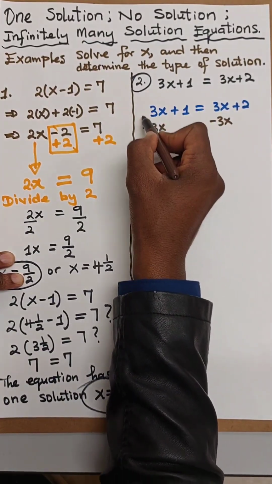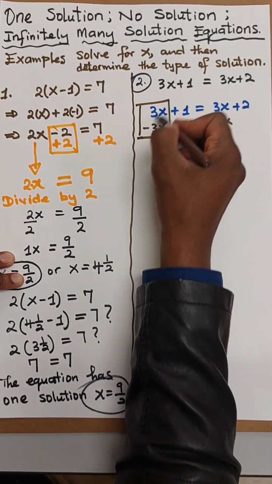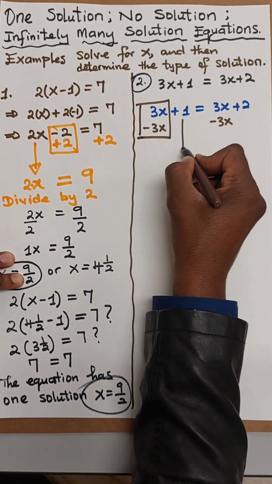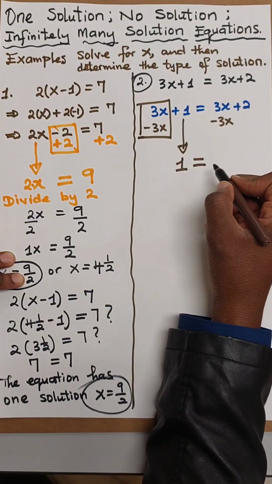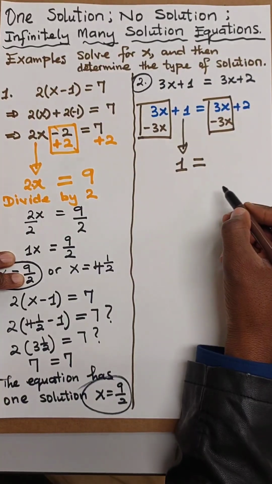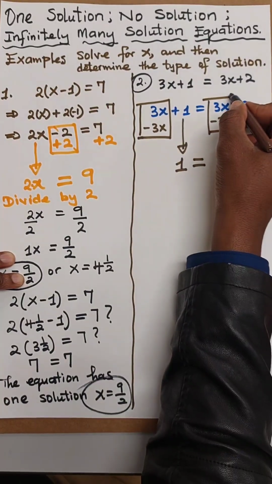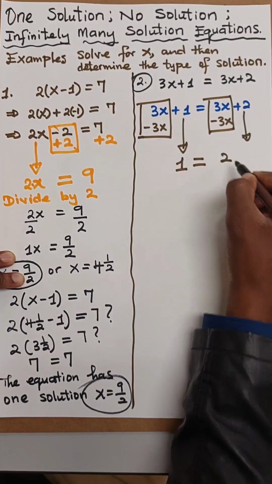Now 3x minus 3x here is 0, so you don't worry about that. That will cross out. And then this positive 1 comes down here. Put your equal sign. Another 3x minus 3x here is also 0. So that can cross out. And this positive 2 comes down here as positive 2.